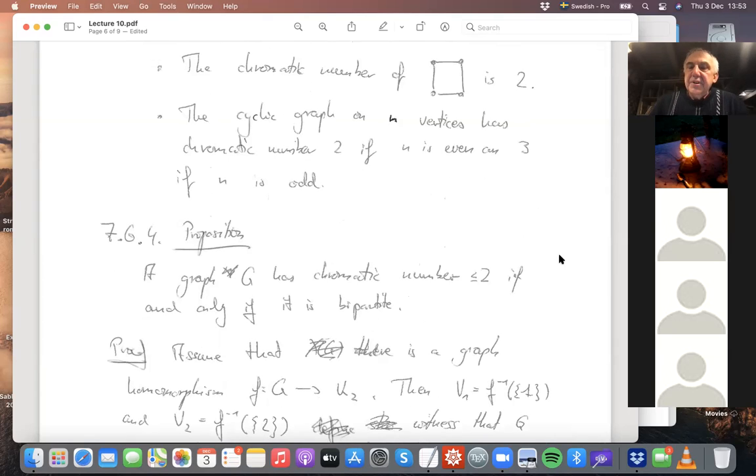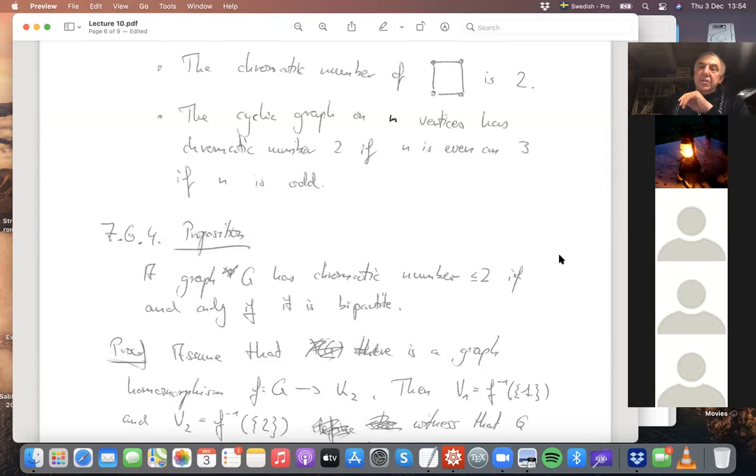Now, there is a simple proposition characterizing graphs whose chromatic number is 2. I said every non-empty graph needs at least 2 colors. And what are graphs which can be colored with exactly 2 colors? Well, these graphs are called bipartite. I recall what a bipartite graph is. A bipartite graph is a graph where you can split all vertices into 2 disjoint groups, V1 and V2, so that all edges go in between V1 and V2 only. There are no edges inside the first group and inside the second group.